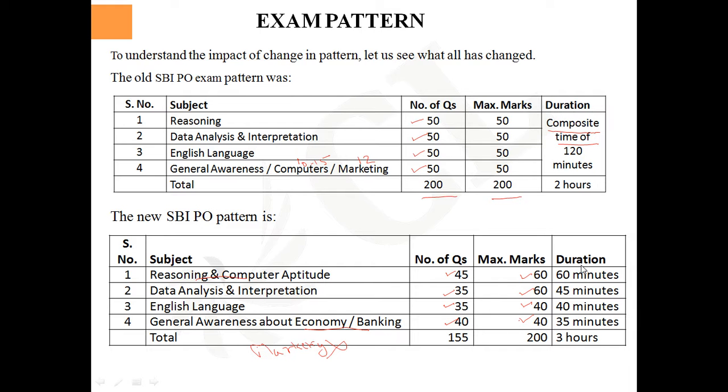Time, the biggest change. This we call sectional time limit, which was first introduced by CAT in India, although it was there previously in international examinations like GRE or GMAT. So this is the first time sectional time limit has been introduced in a government examination. That means for each section, the amount of time allotted will be fixed. The time remaining in one section cannot be utilized for another section. So let's see the changes.